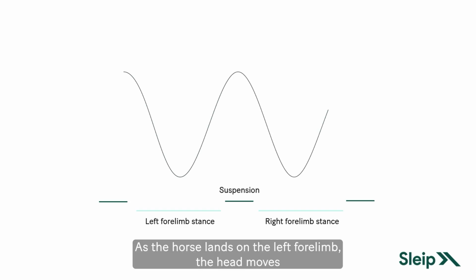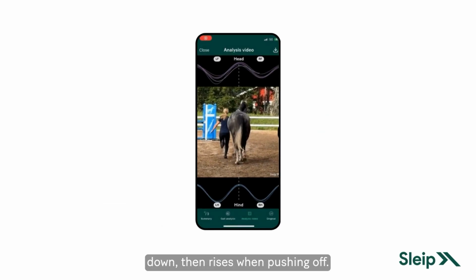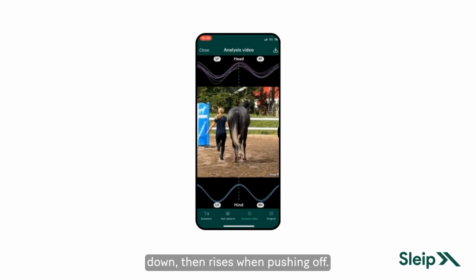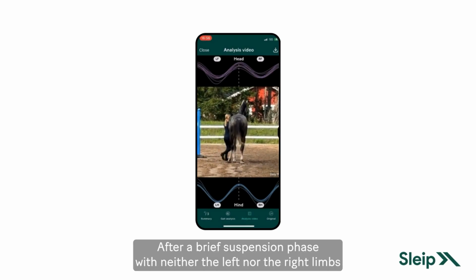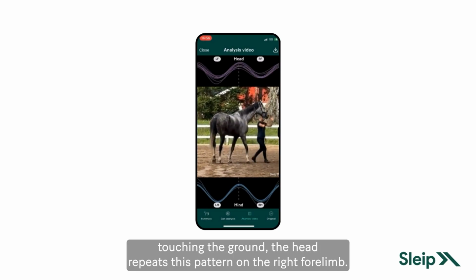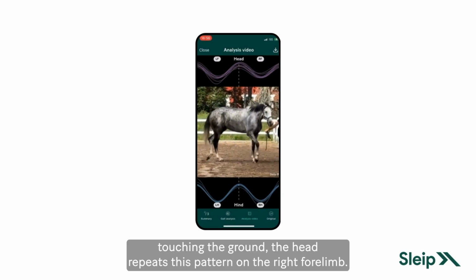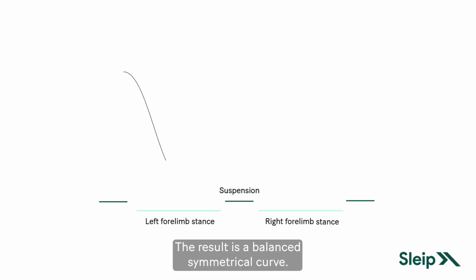As the horse lands on the left forelimb, the head moves down, then rises when pushing off. After a brief suspension phase, with neither the left nor the right limbs touching the ground, the head repeats this pattern on the right forelimb. The result is a balanced, symmetrical curve.